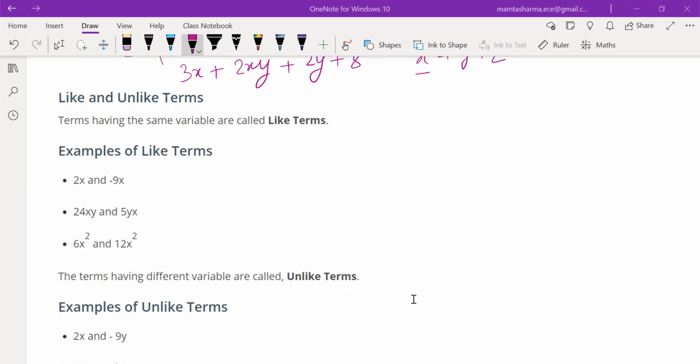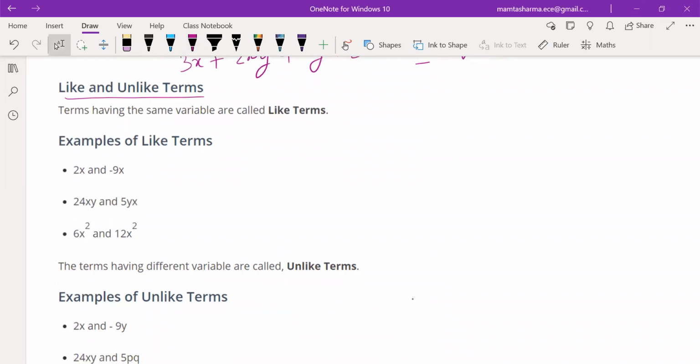Okay. So now we will see like terms and unlike terms. Manideep, tell me, what are they? Like terms are terms with the same variable. Yes. So 2x minus 9x, they are like terms or not?